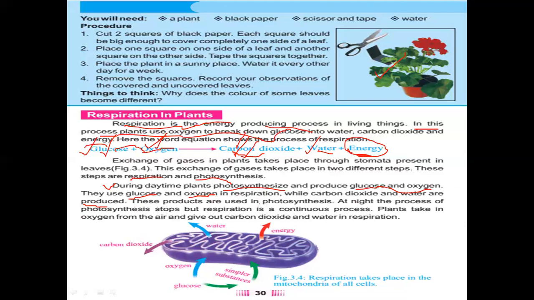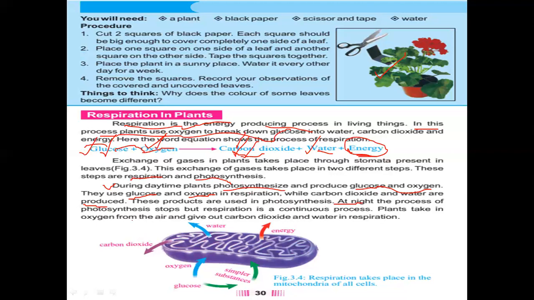So these products are used in photosynthesis. That is like a give and take process. Photosynthesis is opposite to respiration. This happens in daytime because photosynthesis is done and the products which are made in photosynthesis are used in respiration, and the products which are made in respiration are again utilized during photosynthesis. But what happens at night time?